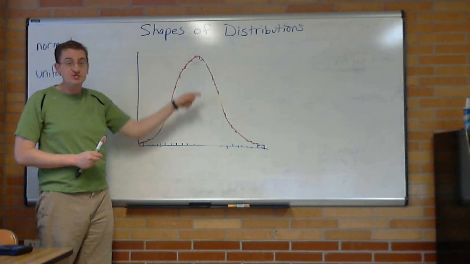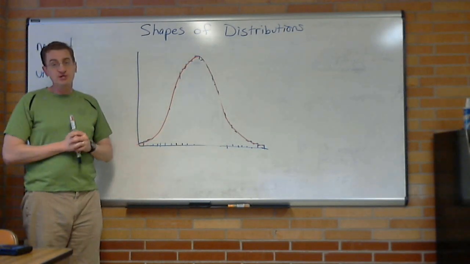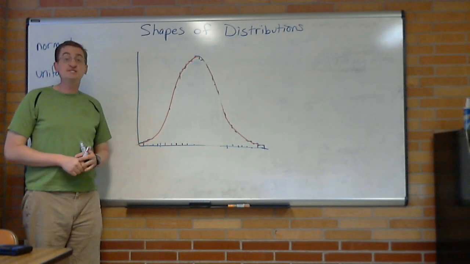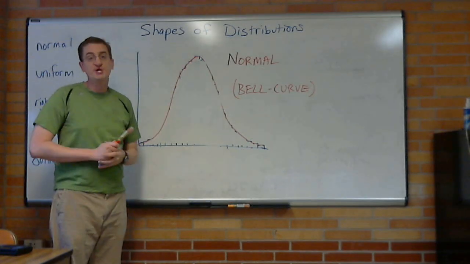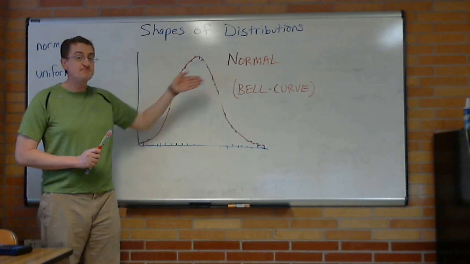Now, this distribution has a shape. Some books call it the Dalek shape. That is not correct. This is called the normal distribution. If you want to give it a nickname, you should call it the bell curve.